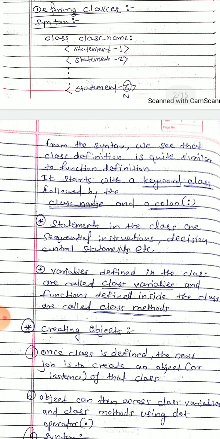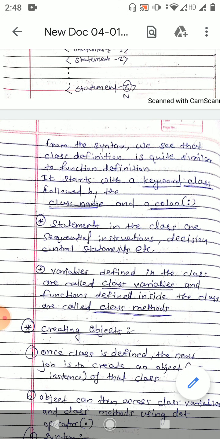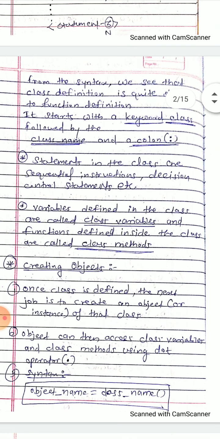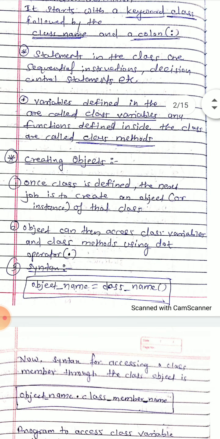From the above syntax we see that the class definition is quite similar to a function definition. It starts with the keyword class followed by the class name and colon. Statements in the class are sequential instructions, decision control statements, etc. Variables defined in the class are called class variables, and functions defined inside the class are called class methods or member functions.